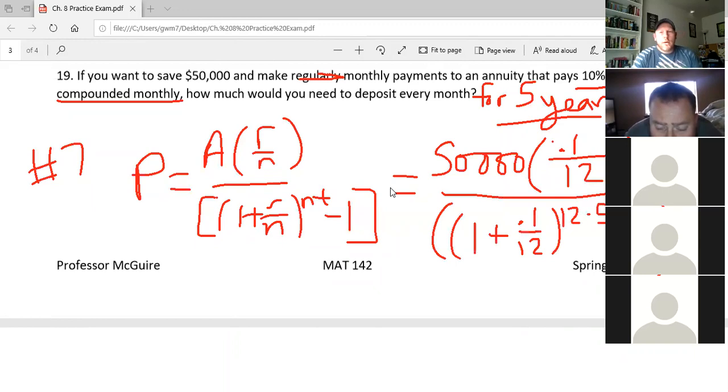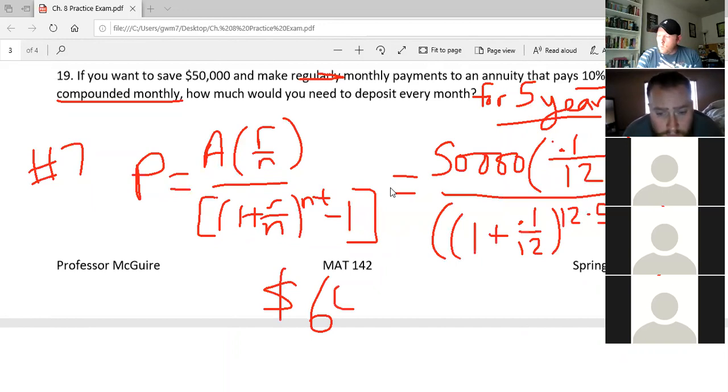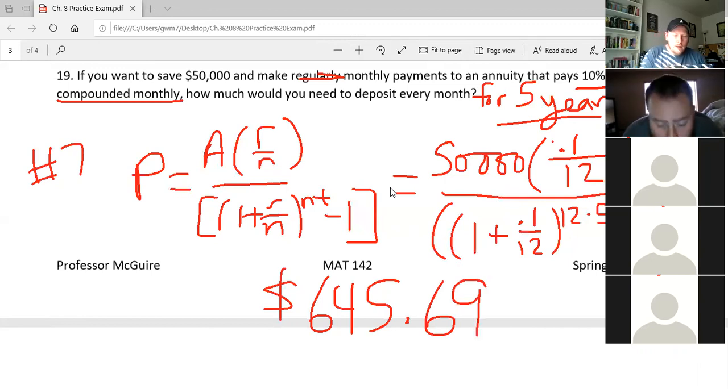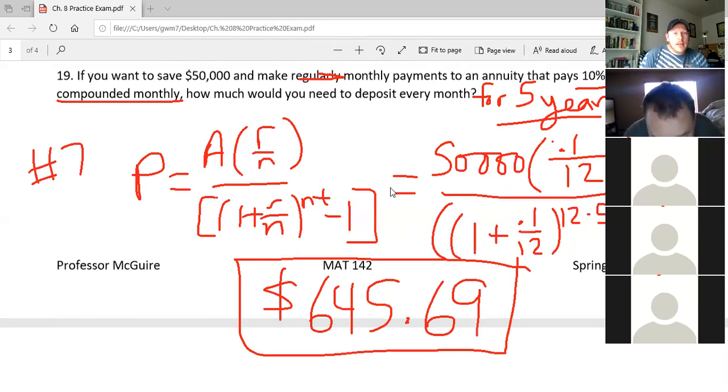When you enter that expression into the calculator just as it is, it should give us $645, and then rounded 69 cents. So in order to get $50,000 in 5 years, I have to make deposits of $645.